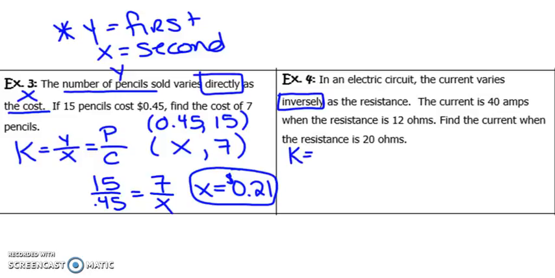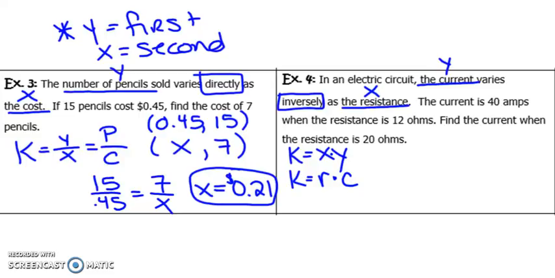So that tells me K equals X times Y. Now, even though it's inverse, Y still comes first in the problem. So my current is Y and my resistance is X. So instead of X times Y, we're going to say K is equal to R times C, resistance times current.